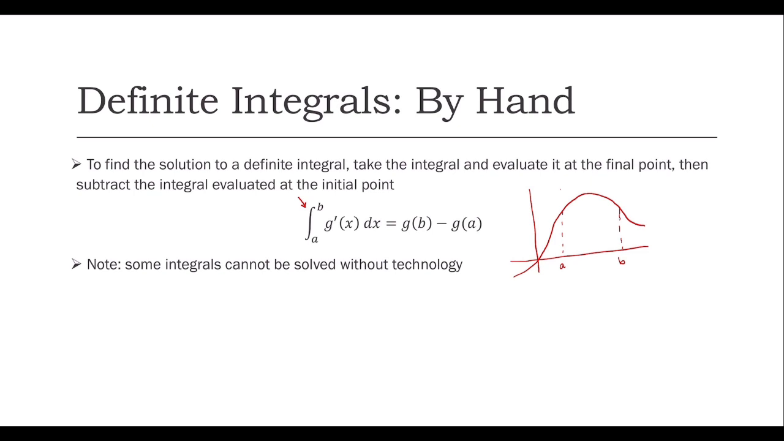So you would find the area under the curve by taking the integral of that. So your integral of g prime of x is g of x, and you would evaluate it at your final point minus your initial. So you would do the total area to the final point and then subtract your area to the initial point so that you can get the area between them.